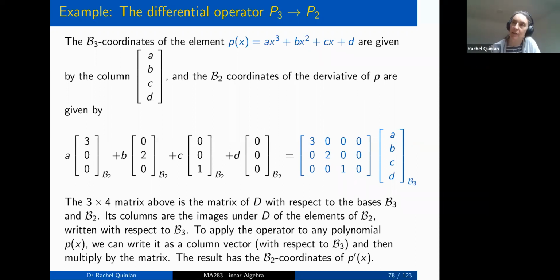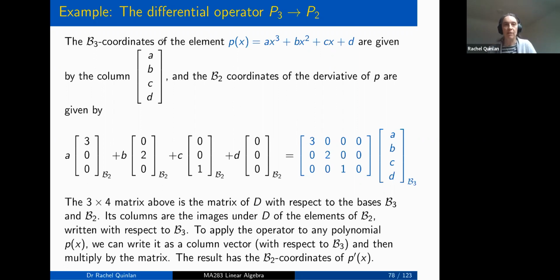But every linear transformation can be written as a matrix with respect to some, or indeed any, choice of basis. Okay, so here's the same issue, the same problem, the same operator, the same linear transformation from the space P3 to P2.